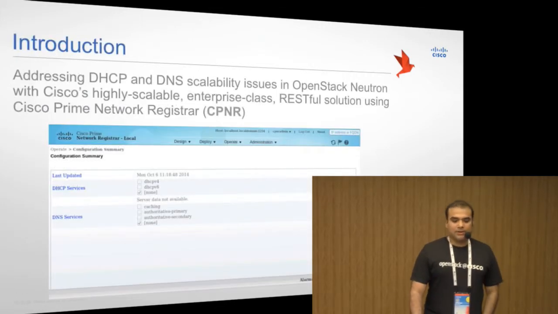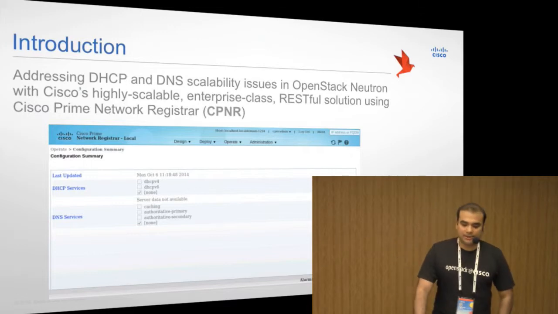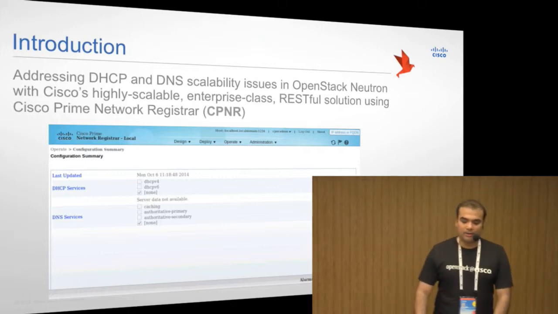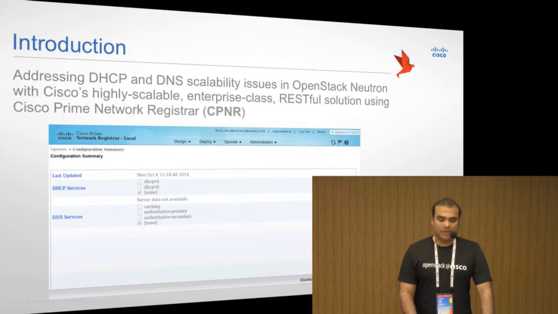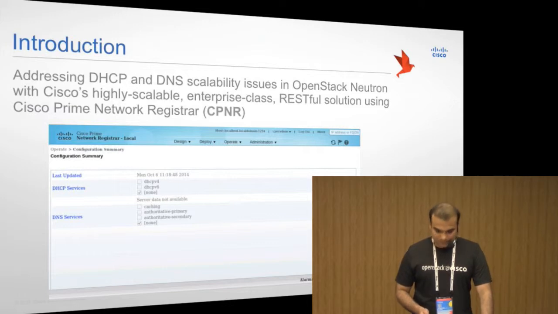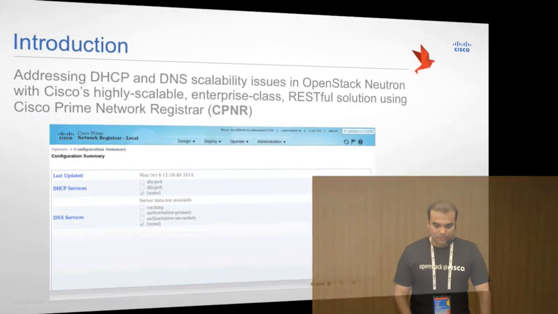So the introduction is about addressing DHCP and DNS scalability issues in OpenStack Neutron with a highly scalable enterprise class RESTful solution using a Cisco product. And the product we used is in the Cisco Prime suite. It's called Cisco Prime Network Registrar. It's a highly scalable enterprise class DHCP, DNS, and an IPAM server. That's the GUI, how it looks, and it's all configured through REST APIs.